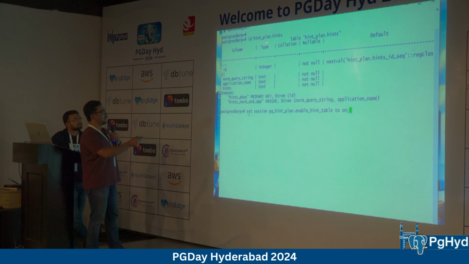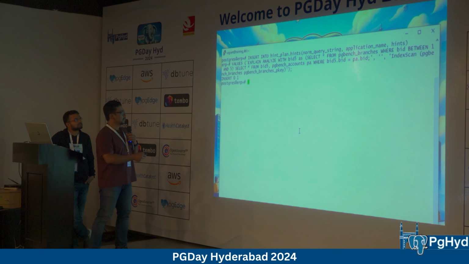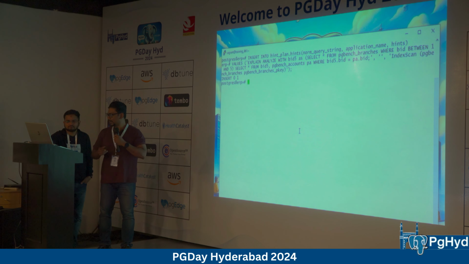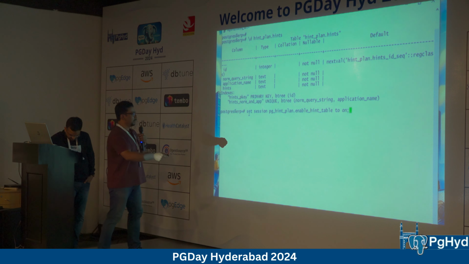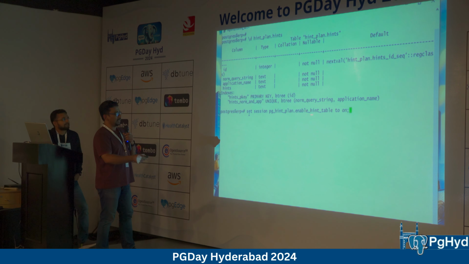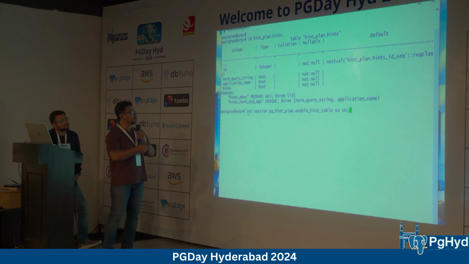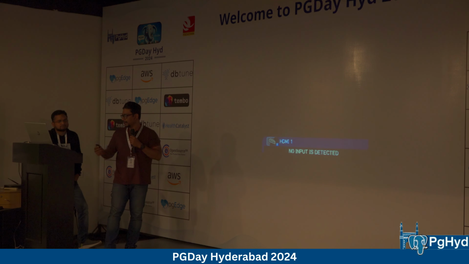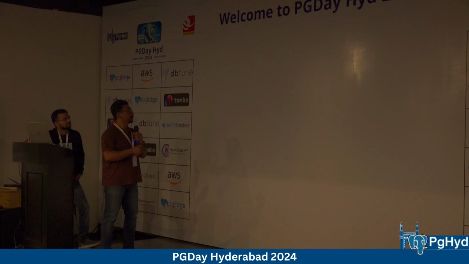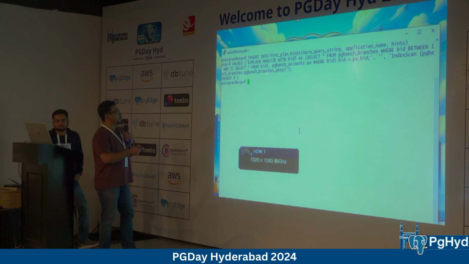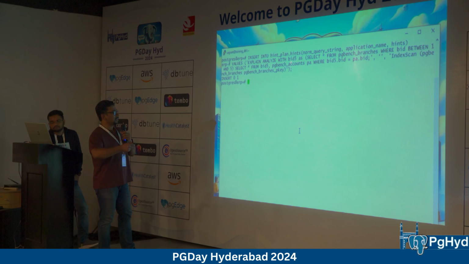Here, if you see, we did a describe of this hints table, and these are the columns of it. There is one important parameter. In order to use this, we need to set pg_hint_plan.enable_hint_table. We need to have this as on in order to use this hints table. So I am doing the insert of the normalized query into this.